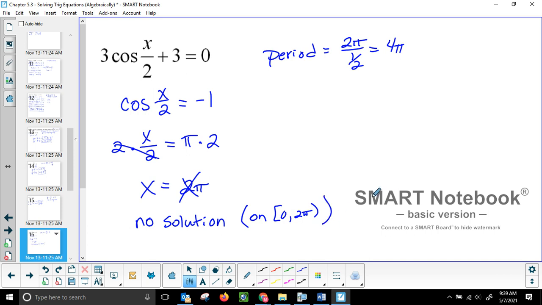There are infinite solutions, right? 2 pi, 6 pi, 10 pi, 14 pi, negative 2 pi, negative 6 pi, negative 10 pi. There are infinite solutions, just none on the interval that we were given. So I don't want you to confuse it that there are no solutions to this equation. There are, just none where we're looking.